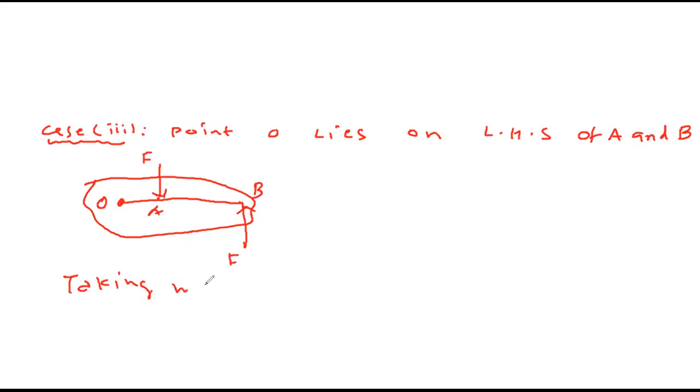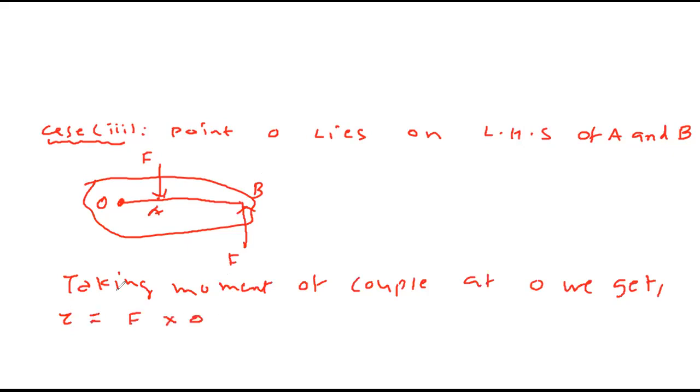Taking moment of couple at O, we get tau equals F. From O it is at a distance of OA. Now tell me, what is the sense of rotation, clock or anti? For A, clock, correct, minus. Imagine you hold a scale at O, and at A you are applying force downward, so it is moving clockwise.